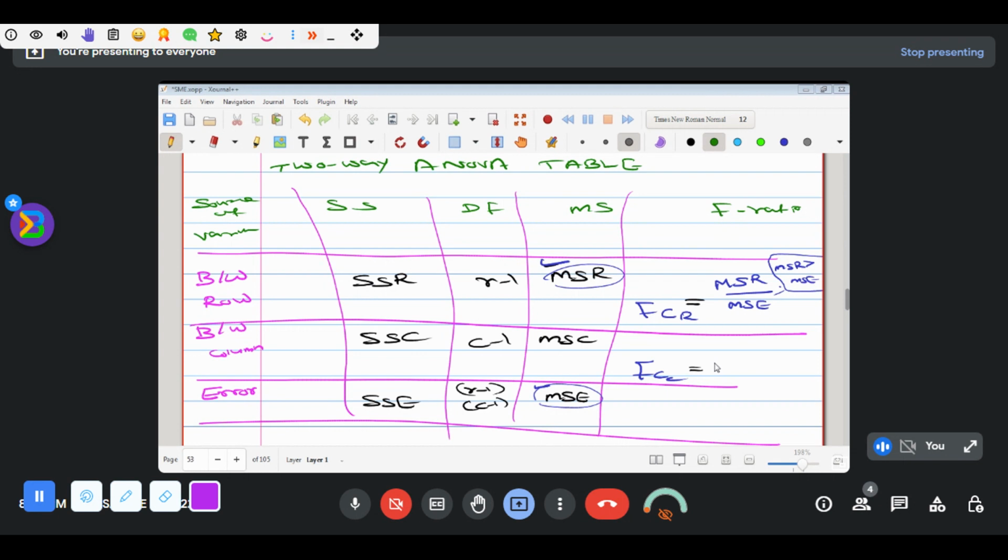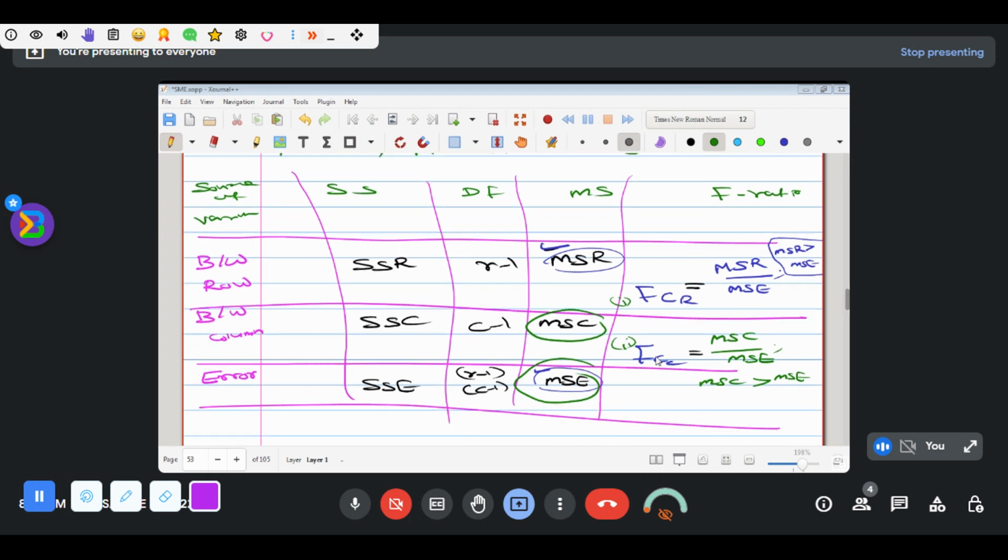Same idea here for MSC. Compare these two, which one is greater? Maximum I am taking this one. Suppose it is not, then in the calculation we move MSE to the numerator. MSC divided by MSE, the greater variance divided by the smaller. Then you have two calculations separately in the table.